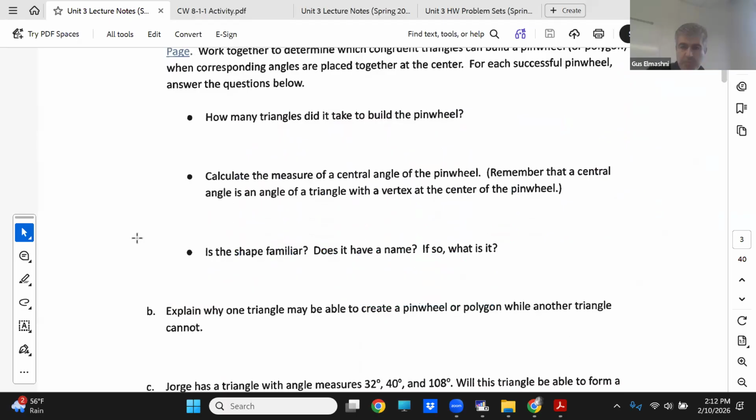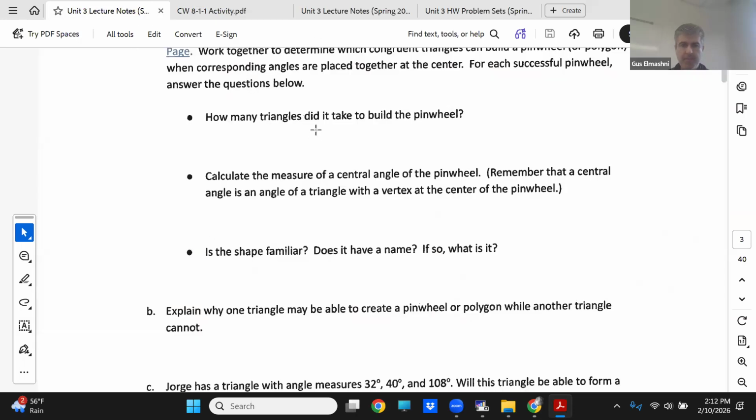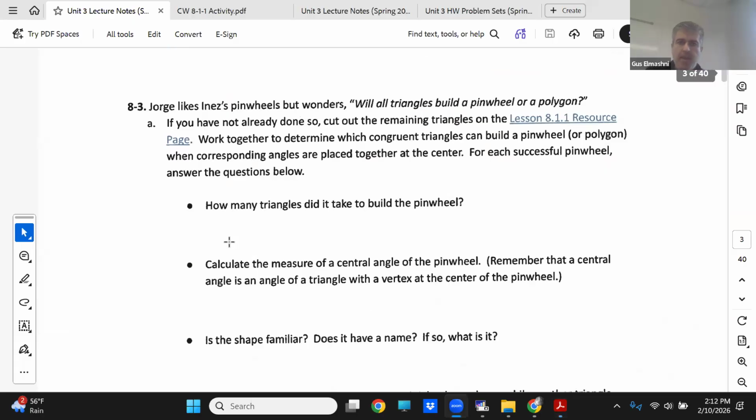Okay, so the next thing we're going to do, grade 3, I'd like you to cut out each of these triangles. So you have 4 triangles here, and we have another 4 here with D, E, F, right? And what we're going to do, if you've never done so, cut the remaining triangles, work together to determine which congruent triangles can build a pinwheel or polygon when corresponding angles are placed together at the center. For each successful pinwheel, answer the questions below.